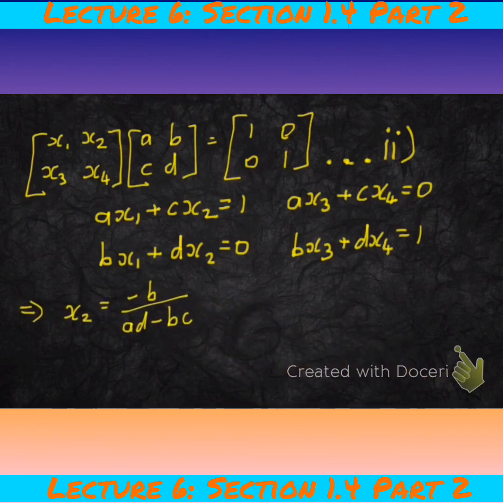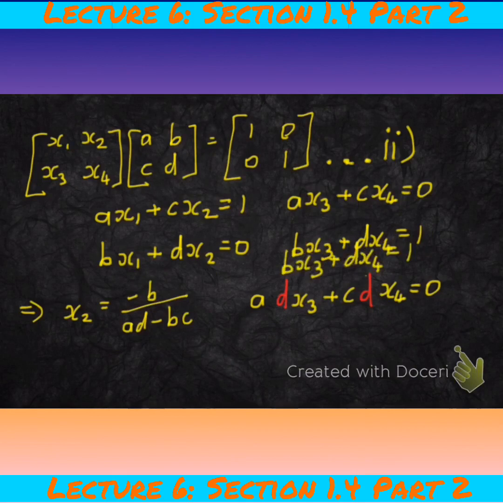And then lastly I need to solve x3. So I'm going to multiply the first equation with d. Multiplying through with d, I get this, I get this, and on the right hand side I get 0. And then the second equation I'm going to multiply through with c. So let's see what happens. What I get there, I'm going to multiply.